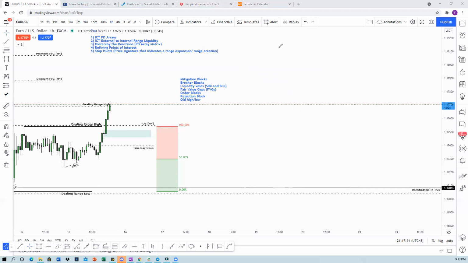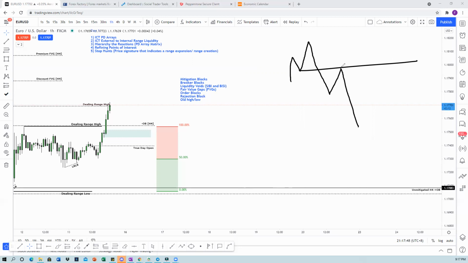Then if you look at another example, now you know what a bullish breaker is. Now let's look at a bearish breaker. A bearish breaker is something that looks like this. We have a high, higher high, break, low. The down close candle here is your breaker, meaning that price is going to go lower.